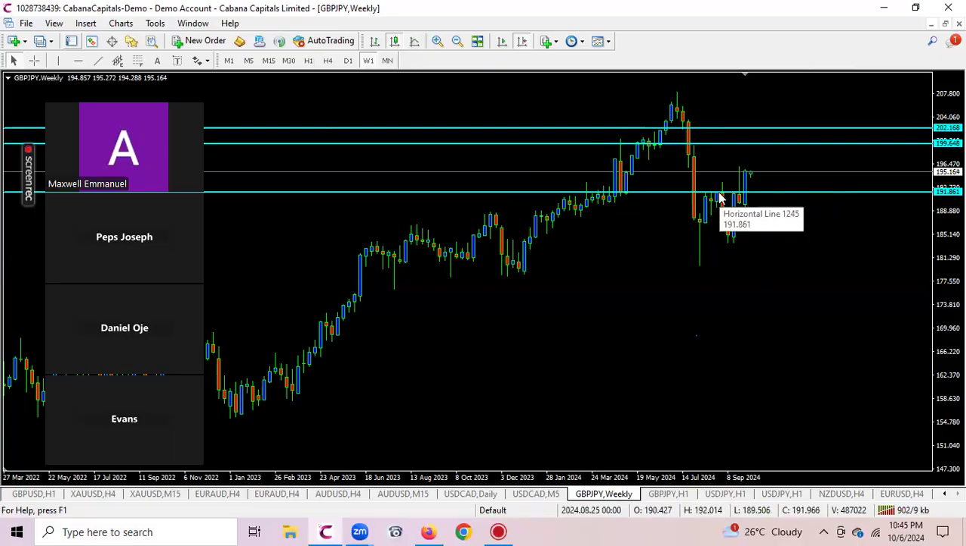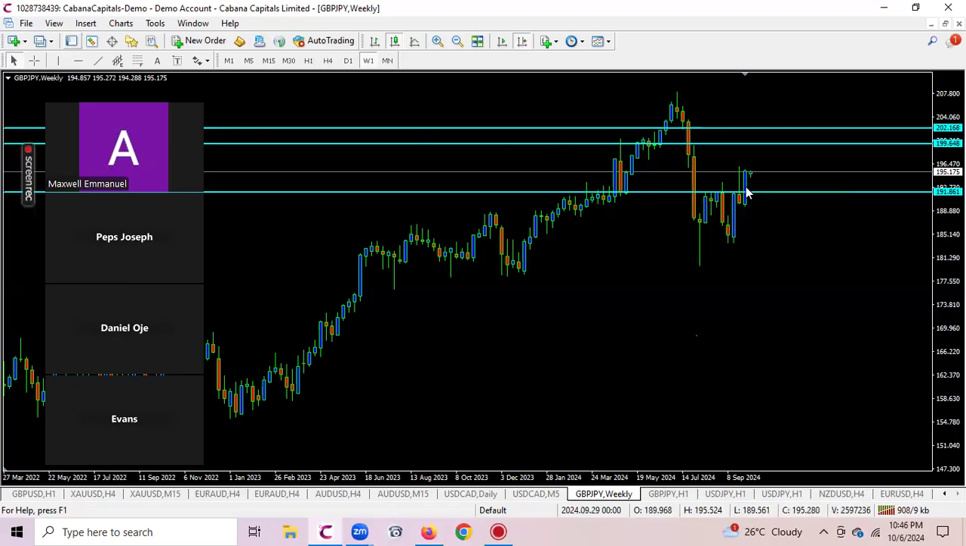If I want to buy GBP JPY, I want to see price pull back. You can see this is a breakout from a resistance. So I want to see price retest this level before going bullish. Are you getting me? This is not a good price to buy.